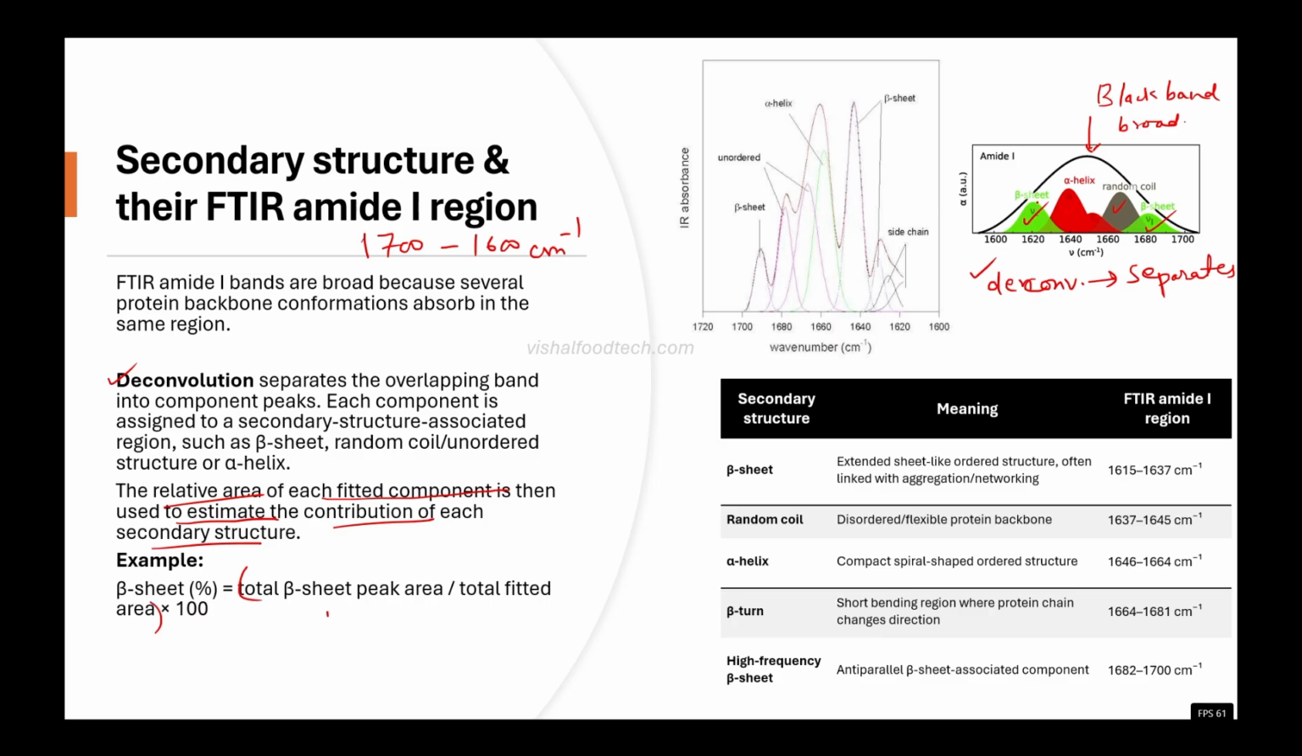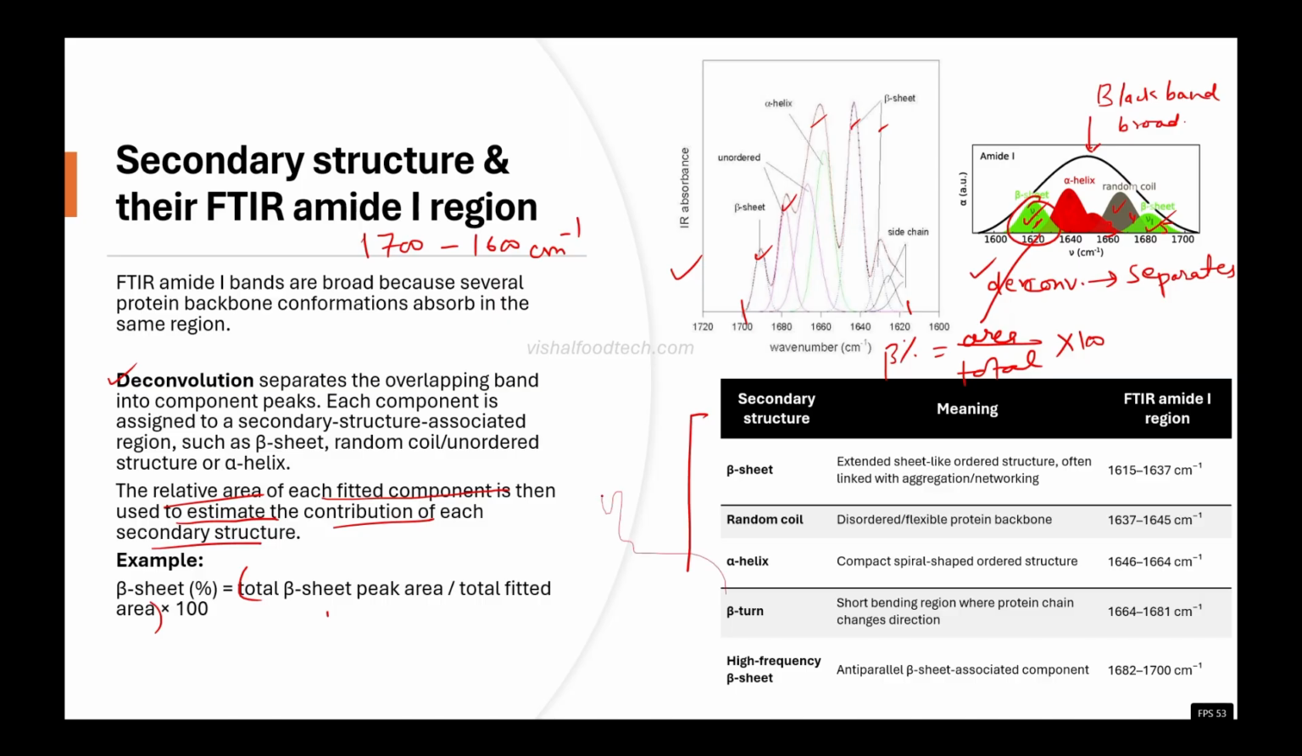So for example, this is the beta sheet area, and the total area is the sum of all of this: 1, 2, 3, 4, 5. We divide the beta sheet area by the total area and multiply by 100. So this is the beta sheet percent. And this figure shows the wave number, which is from 1700 to 1600, and these are the different components that I have already discussed in the right hand side image.